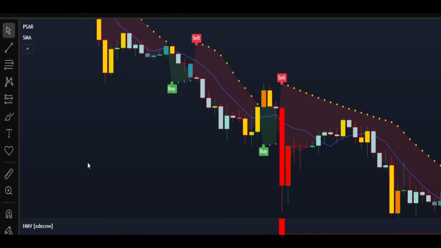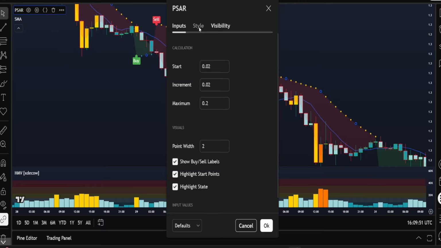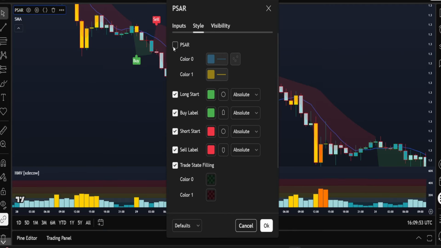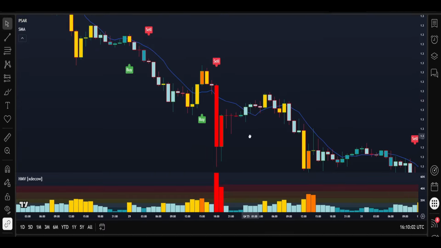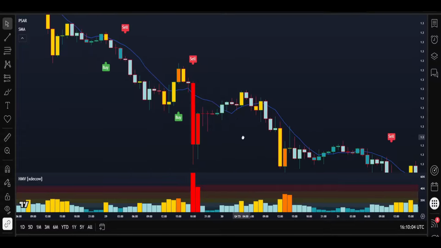Next, open Parabolic SAR. In Style tab, uncheck the PSAR and turn off Trade State Filling option as well. Reading rule. A buy label is a long trigger. A sell label is a short trigger. We act on labels only when the other filters agree.